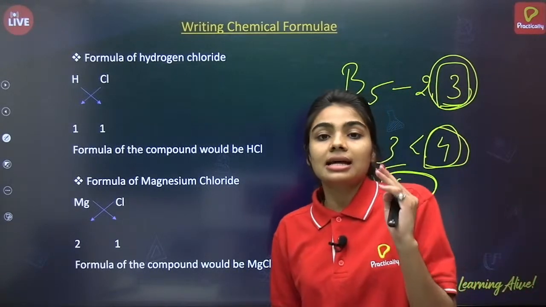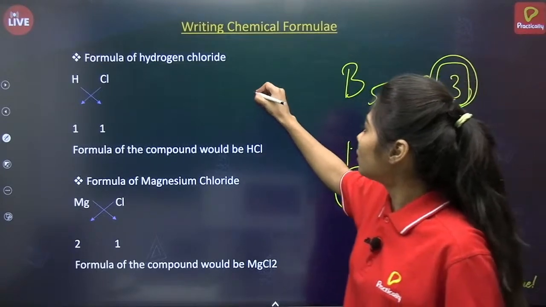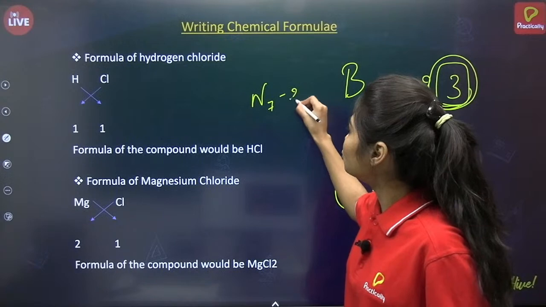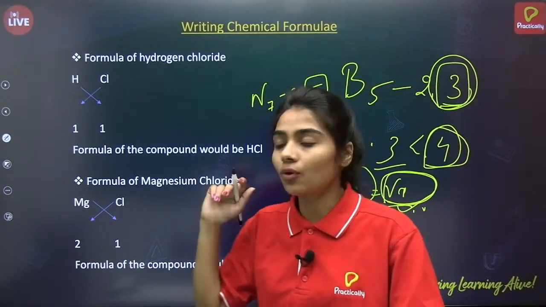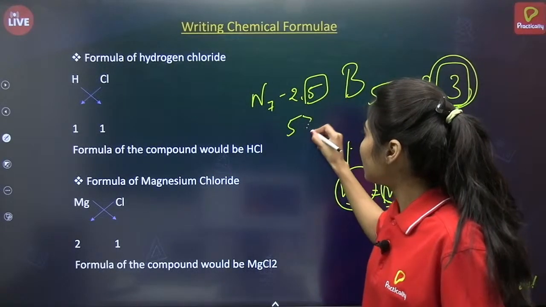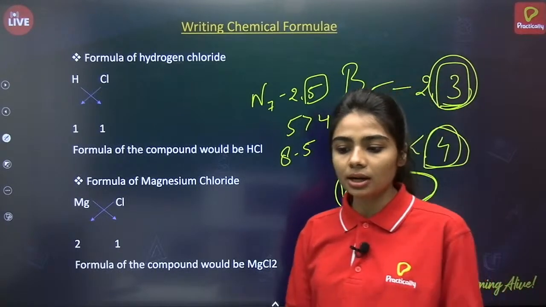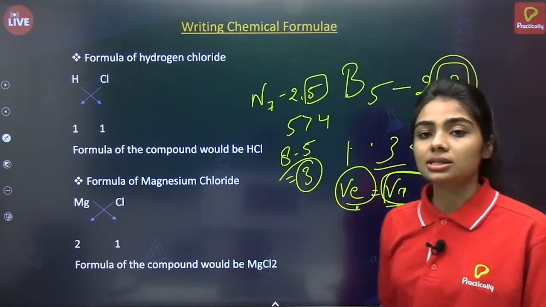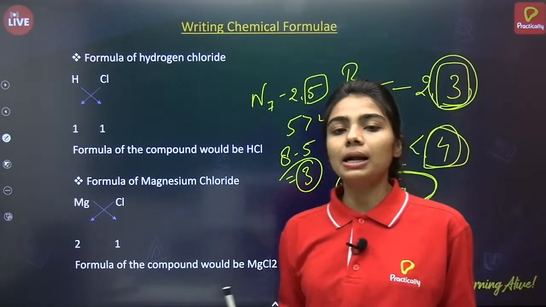If it has more than 4 valence electrons, let's say for nitrogen, the atomic number is 7, that is 2, 5. It is more than 4. So what I will do? I will subtract it from 8. 8 minus 5, that is 3. So this is the valency of nitrogen. This is the simple trick.